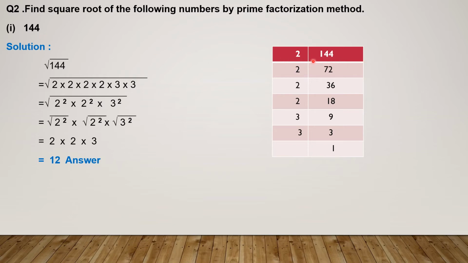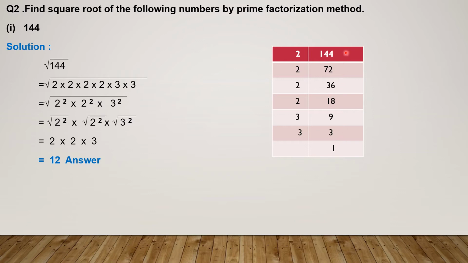Since 144 is divisible by 2, 2 sevens are, 2 twos are, again 72 is divisible by 2. We get 36, 36 is divisible by 2. Then we get 18, 18 is divisible by 2. Then we get 9, 9 is divisible by 3. Then 3 and 3.